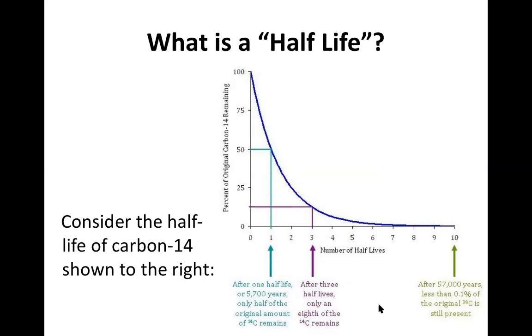So let's say you looked at a sample and it had 10% carbon-14 in it. You would go to this graph and move along here and interpolate to find the number of half-lives, and that would give you the age of the sample. Or sorry, the sample was a living thing, so it would be the age of that fossil, from when it was no longer living.